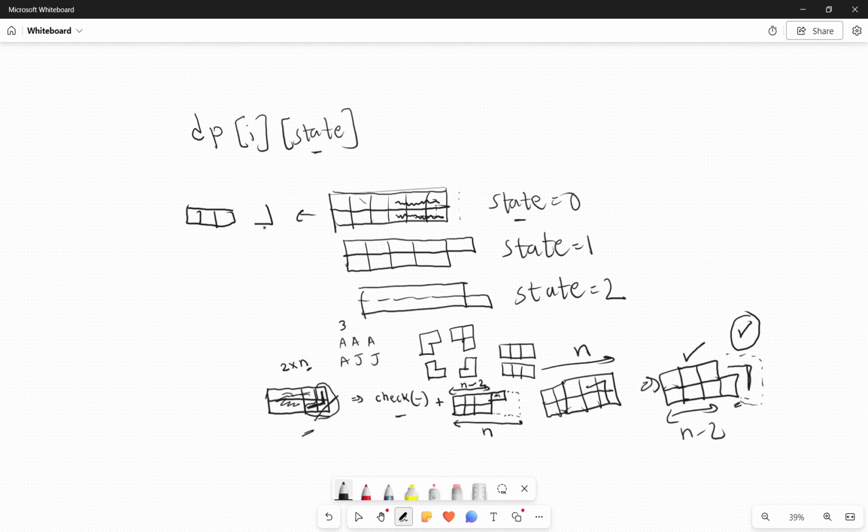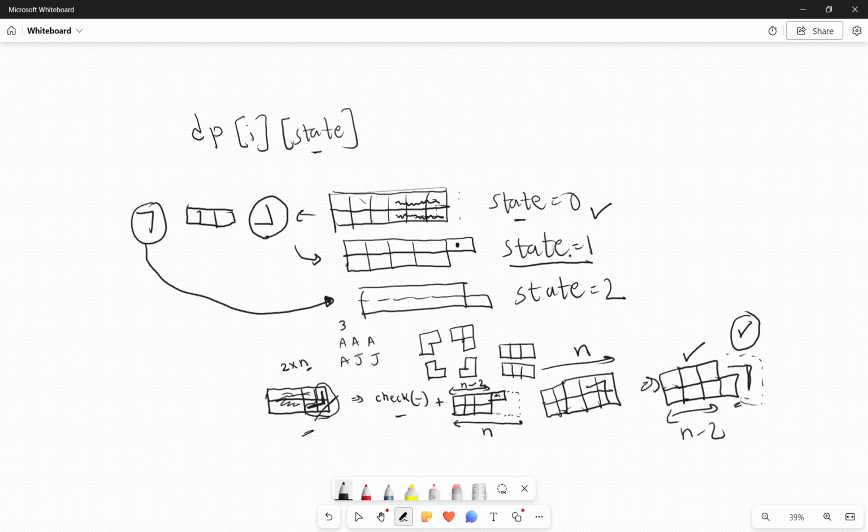So if Alvaro selects this, then we get state 1. Okay, state 1, which is having the upper half cell. And if Alvaro selects like this, then we will have state 2. Okay, so transitions for state 0 are completed.